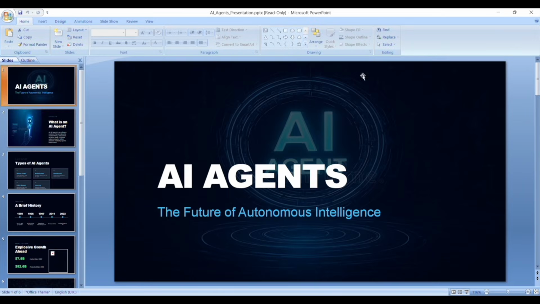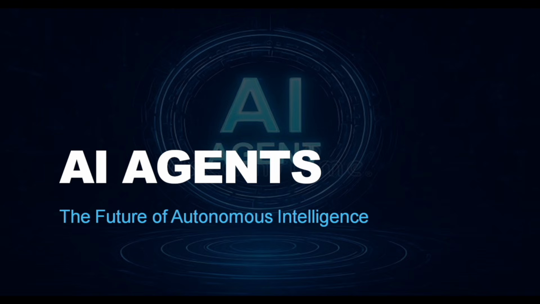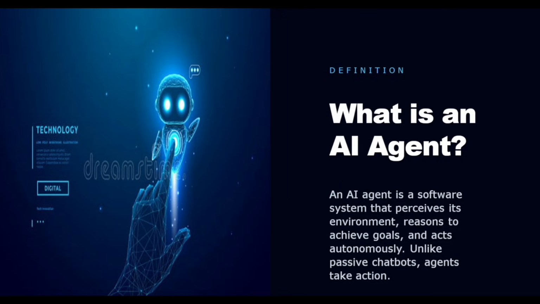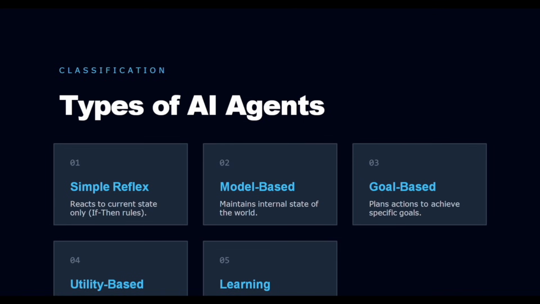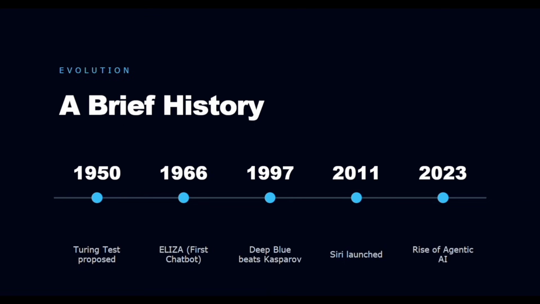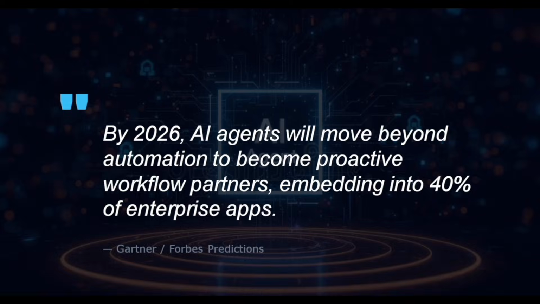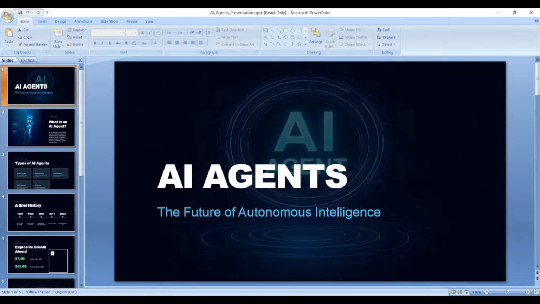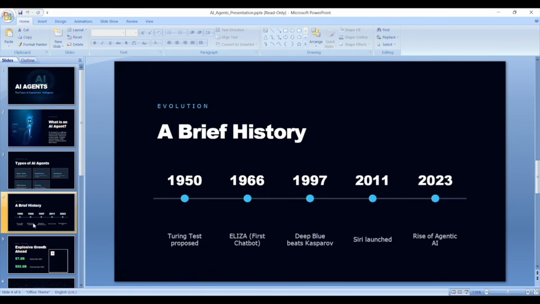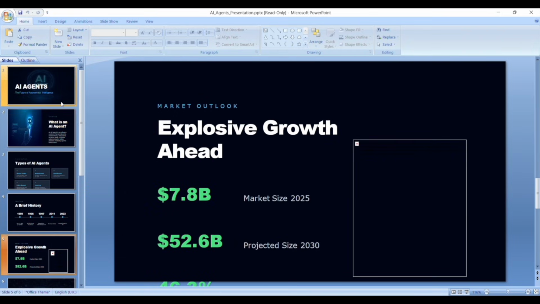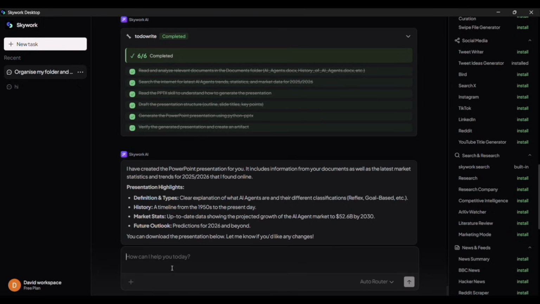So here is the PowerPoint presentation. Let's view that. AI agents, the future of autonomous intelligence. What is an AI agent? Types of AI agents. Brief history. Explosive growth ahead. Projected size 2030. Forbes prediction. And these are really nice. So instantly I was able to generate this PowerPoint presentation. As simple as that.